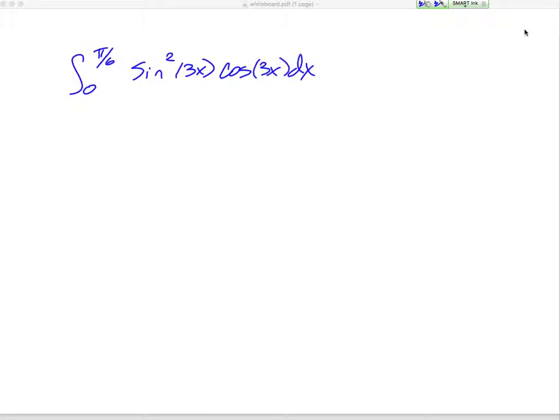All right, so I want to integrate from 0 to pi over 6 of sine squared of 3x times cosine of 3x dx. Well, we know this is a composite function. I'm not sure what the inside is.